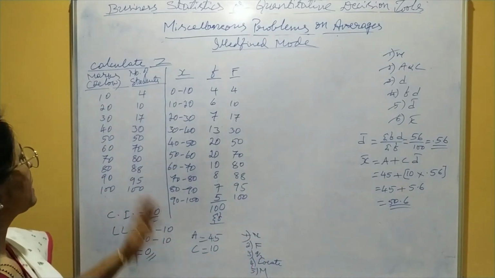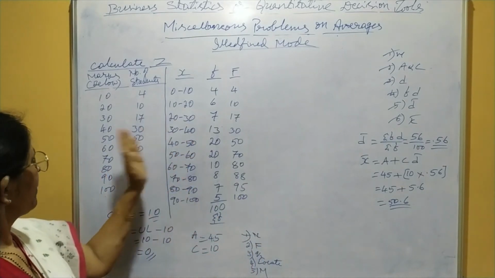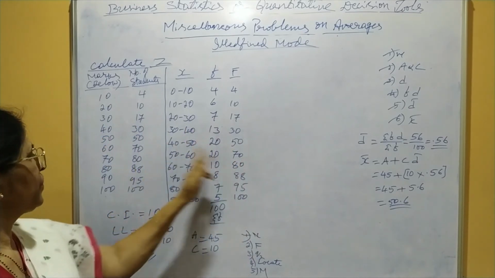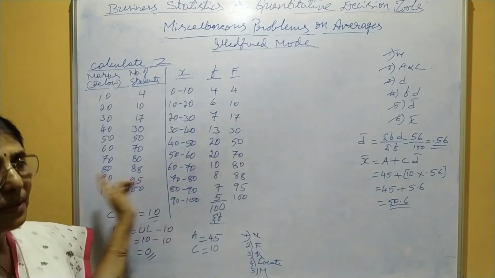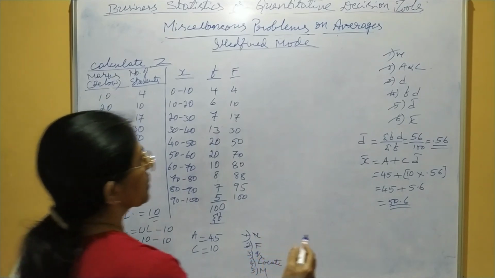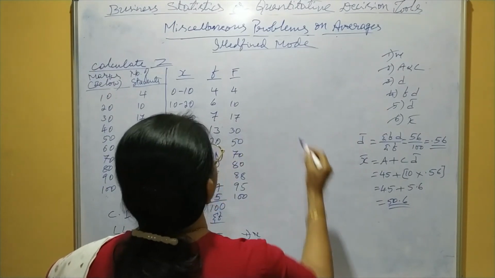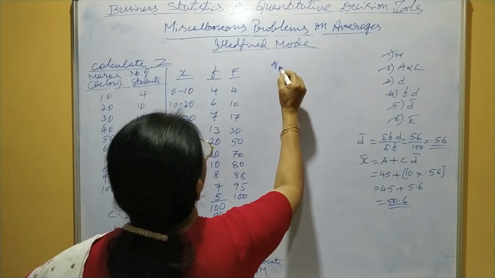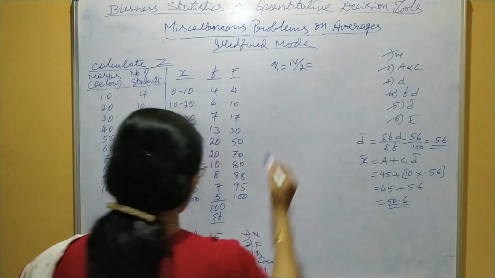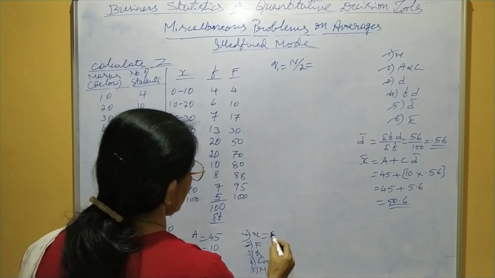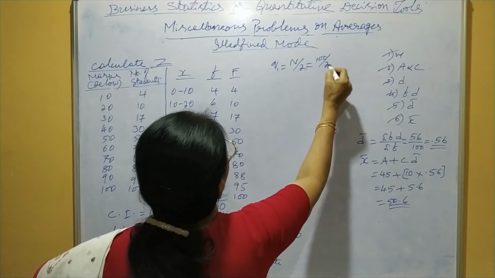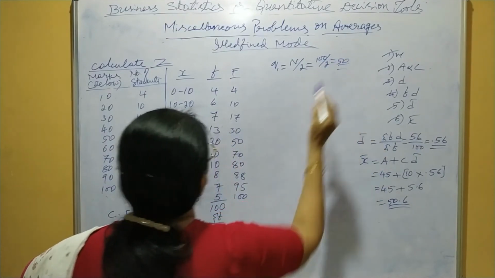I have told you, in the case of below or less than, converting cumulative into ordinary, and again ordinary into cumulative, both are the same. You may cross check. Okay. Next F is over, Q2. Q2 equals N by 2. N equals sigma F equals 100. 100 by 2, 50, that is Q2.